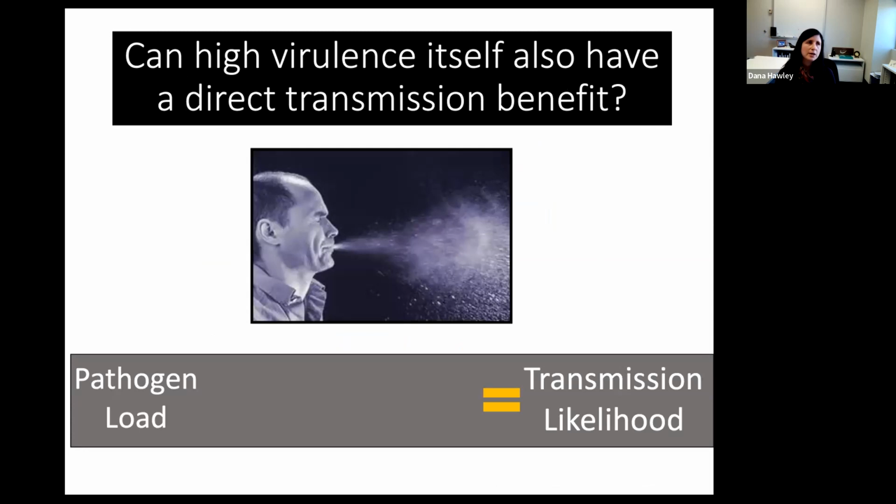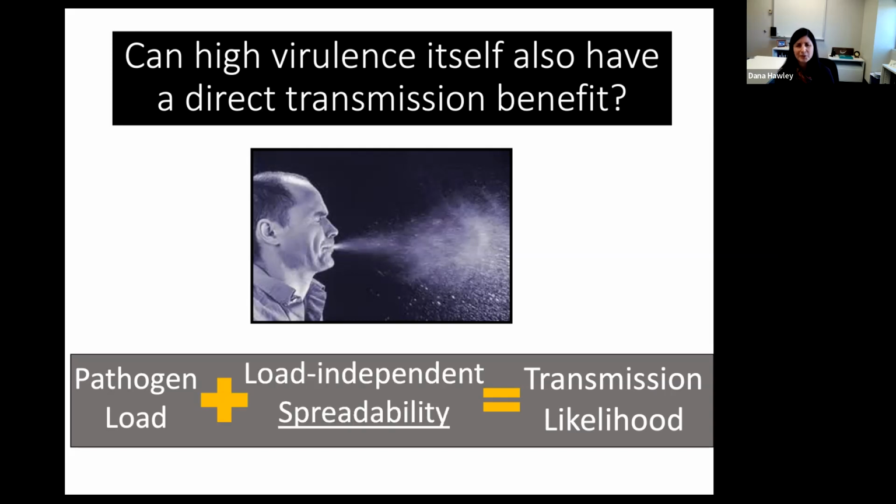And we also know that Ewald and others over the years have hypothesized that there may be a lot of reasons why high virulence itself, above and beyond the high pathogen loads associated with virulence, may have this direct transmission benefit. So this is not a new idea by any means, but it's something that I don't really have a good term for. So for this talk, I'm going to call this a very big mouthful. And I hate to propose new jargon, so I'm very open to suggestions of a better thing to call this. But what I'm calling it for now is spreadability.